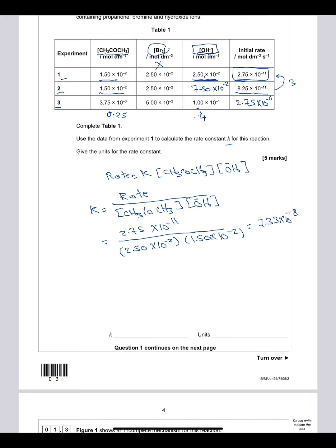And now they want you to find the units. So let's have a look. The initial rate unit is mole decimeter minus 3 second minus 1.